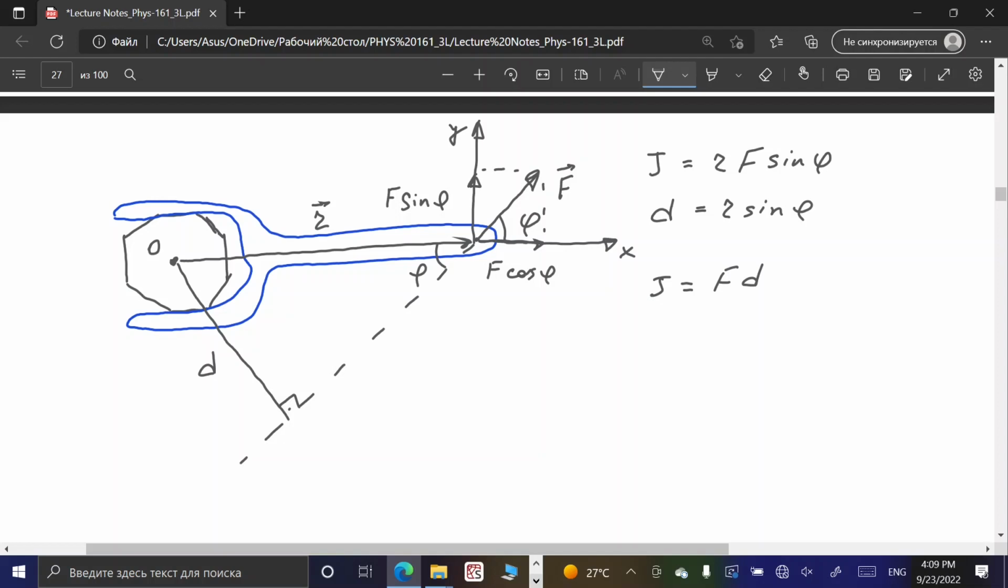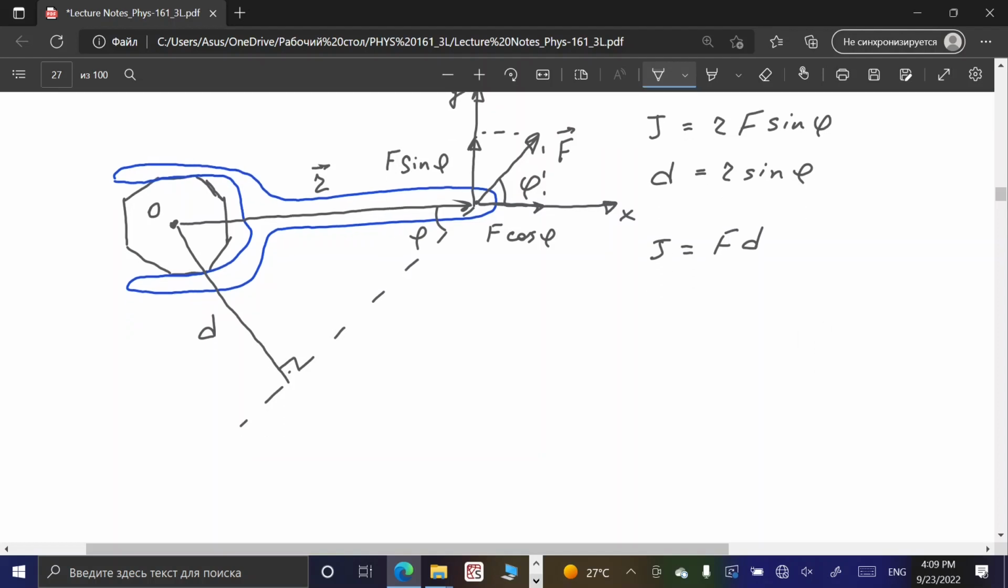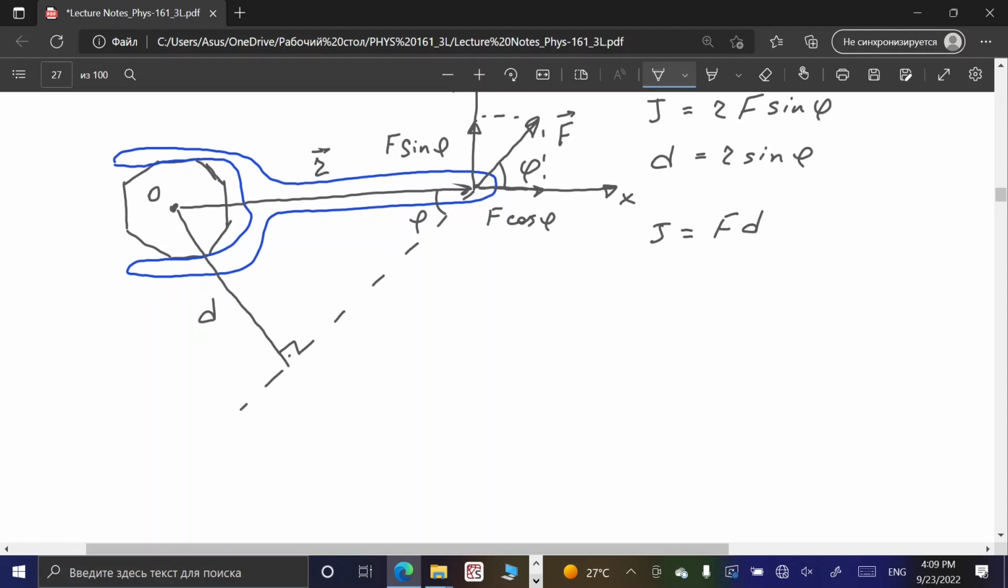So far we defined only the magnitude of the torque, and obviously it's a vector, so we need to define also its orientation. However, before that, we need to define also the sign of this torque and introduce net torque. So let us consider some rigid body.